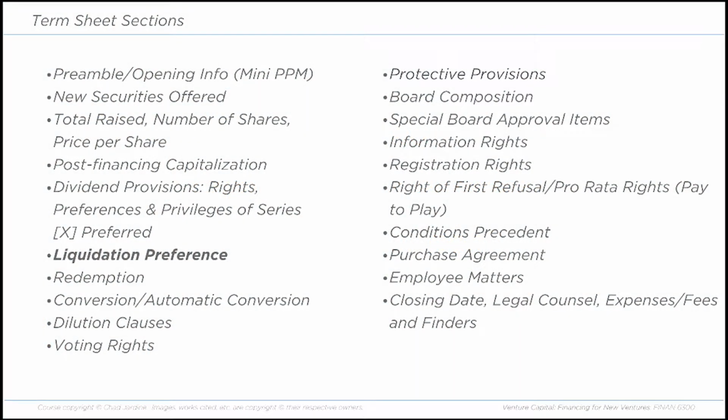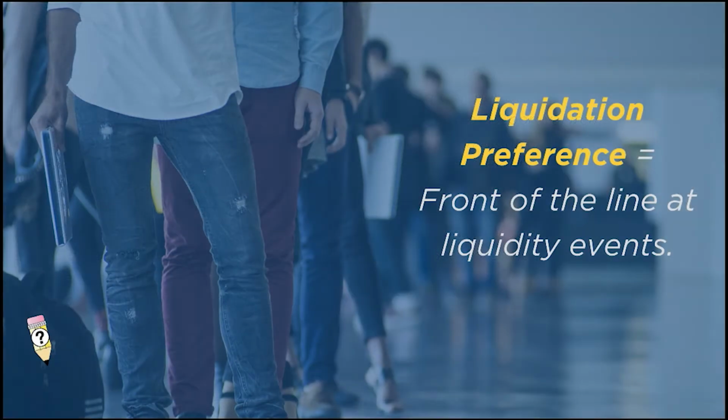Next is a really important term to understand. This is the liquidation preference, and it's a biggie. The key thing to understand here is that if the company has a liquidity event, such as a sale or IPO, investors holding liquidation preferences move to the front of the line. It's common for liquidation preferences to be 1 times the amount invested. This essentially puts the return of investors' capital first, before anyone receives anything else.